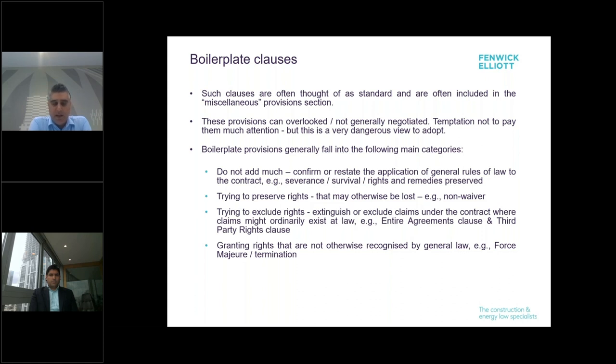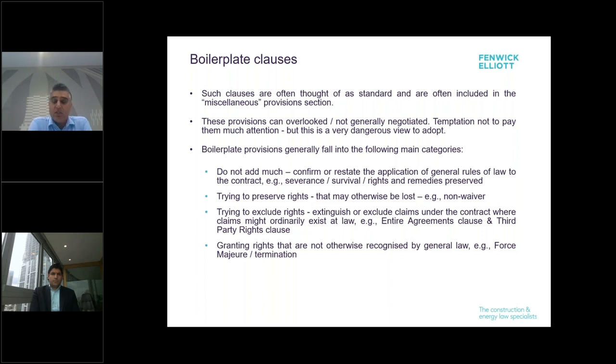Now, boilerplate provisions generally are included to improve clarity, and they generally fall within the four main headings that I've set out on this slide. So the first one is a provision that doesn't really add much to the contract. And by that I mean, all it's trying to do is merely restate the law, whether that's common law or in statute, or confirm or restate the application of general rules of law to the contract. Examples of that are like severance clauses and survival clauses.